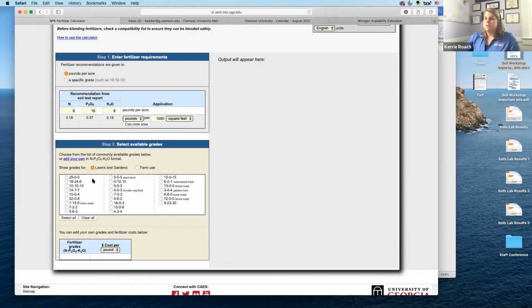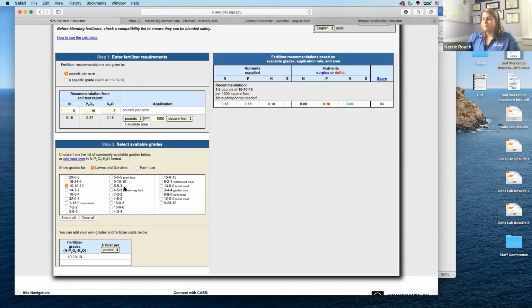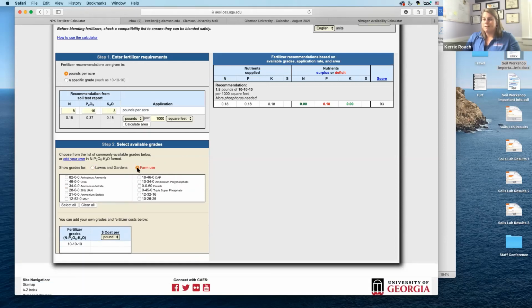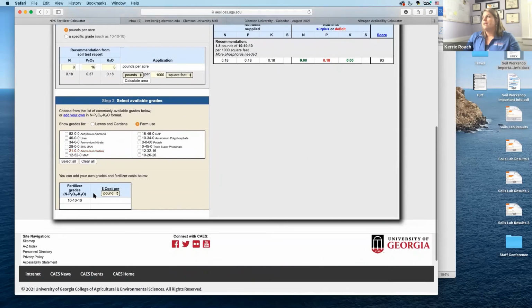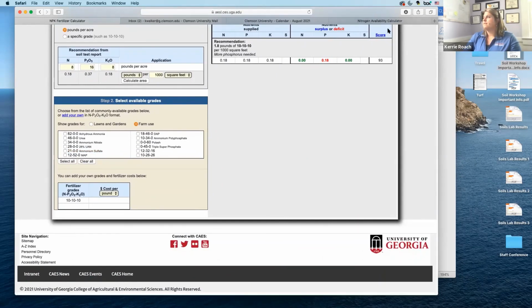You also can choose from some common NPK formats. So things that we typically find in our lawn and garden store, or if we're looking at farm use, if you're going to the farm supply, these are common fertilizer analysis that you find. And so you can go through and it will help you kind of weed out the parts and pieces that you're looking for.